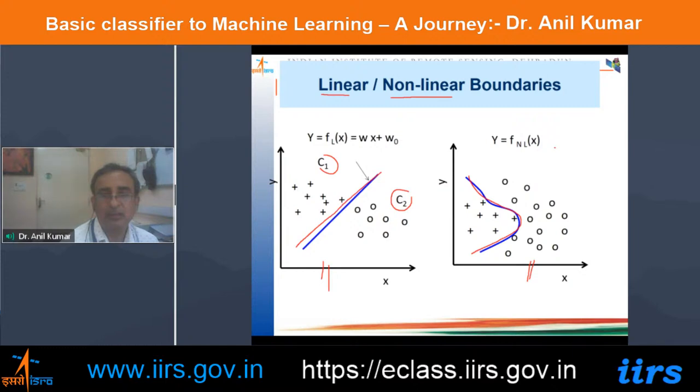That means here it is a non-linear function. Here it is a linear function. So non-linear separation between two classes is not easy to handle. We have to apply some techniques, and we will see later how to handle these non-linear boundaries between two classes. And this problem of non-linearity we find in remote sensing images also. So there we have to be very careful to handle this non-linearity between two classes.